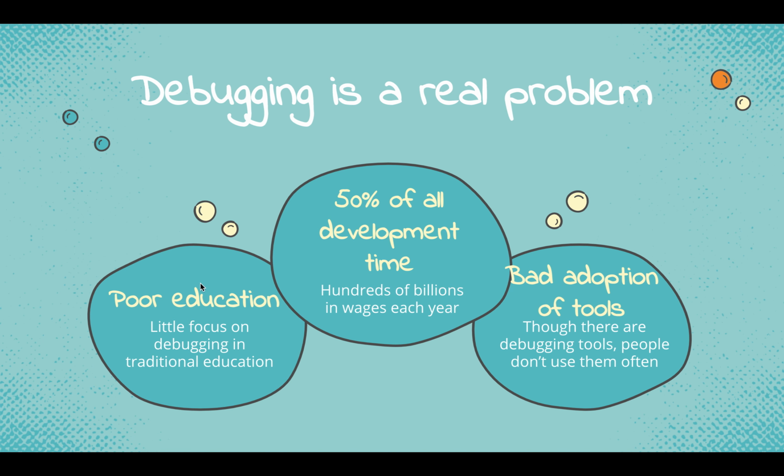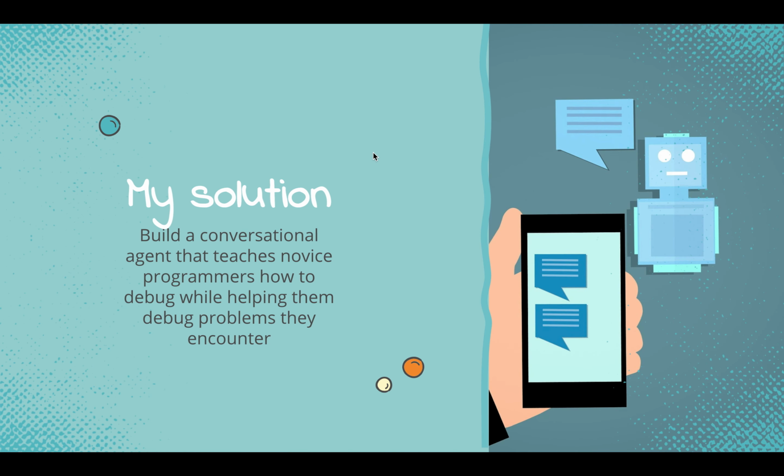Despite that, we have both poor education in debugging. There are very few classes that are debugging centric in traditional education, and even in the new boot camps there isn't a real focus on debugging. And there's also a bad adoption of tools. There are plenty of debugging tools and IDEs, but people don't tend to use them very often. To solve this issue, I decided to build a conversational agent that teaches novice programmers how to debug while helping them debug problems they encounter.